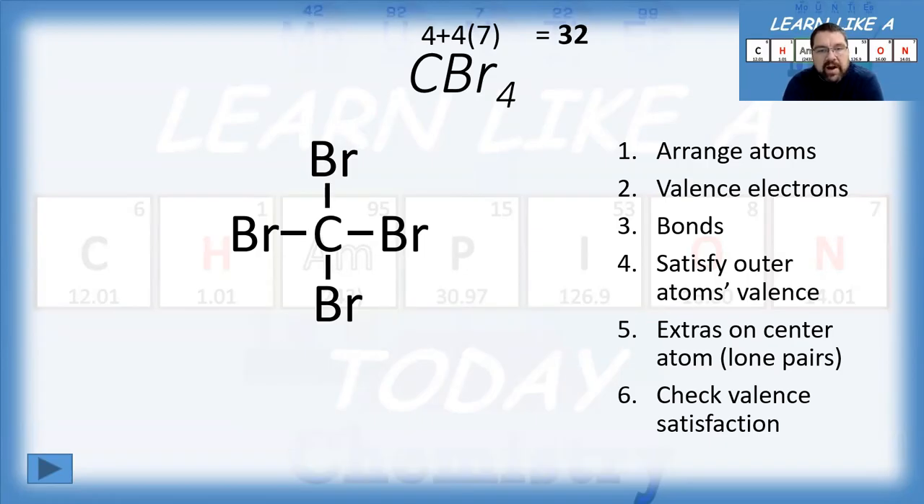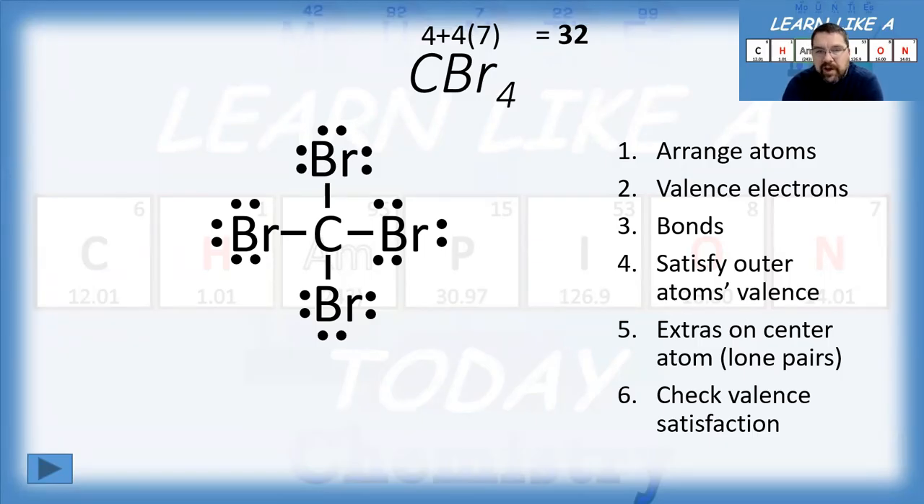So we put a line in for each of those, and that represents 8 electrons distributed, which means we've got 24 left to distribute. Looking at our outside atoms, we see that they each are going to need 6. And so 6 times 4, there's your 24. So we've distributed all the electrons. There are no extras to put as a lone pair on the central atom, which is okay.